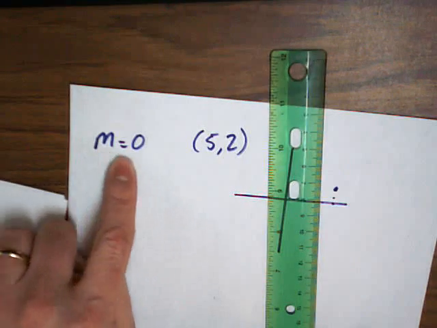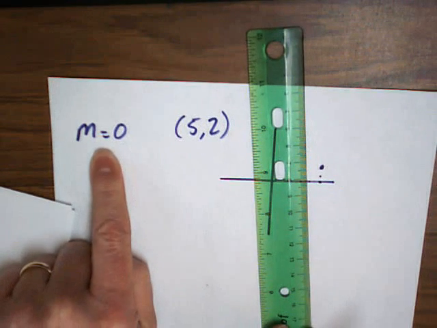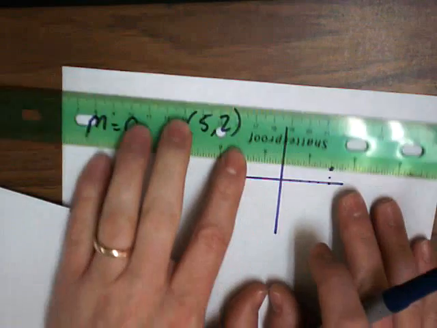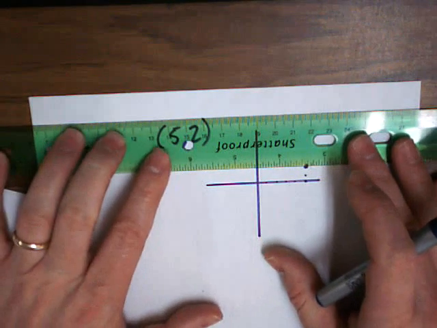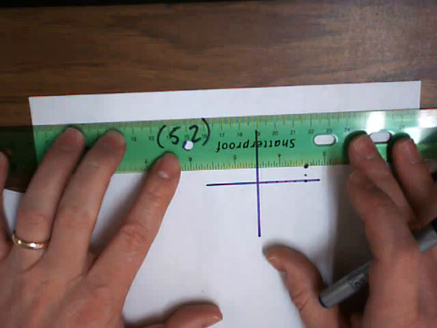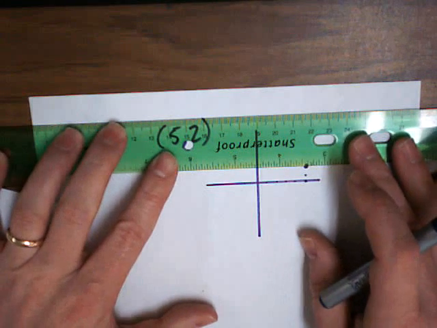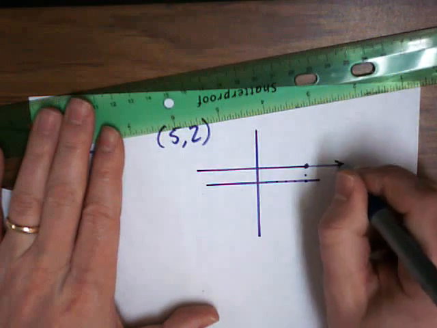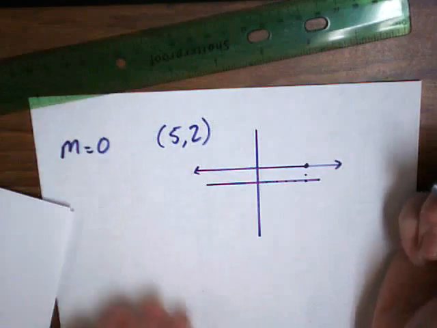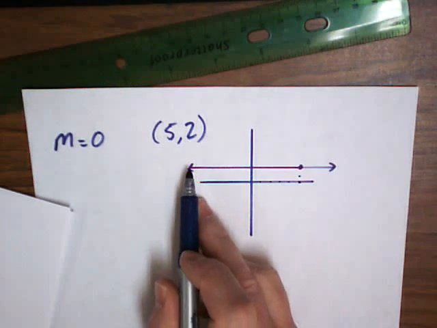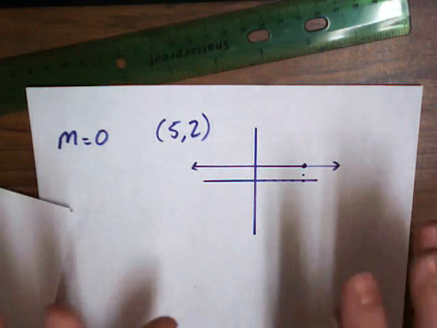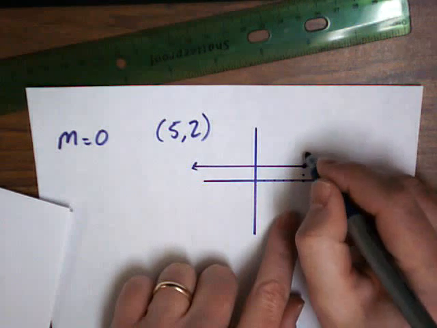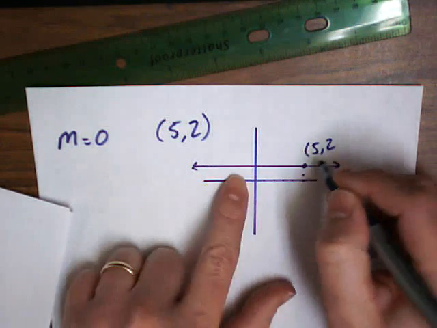Well, technically, I know the slope is 0. What kind of line is 0 slope? It's horizontal, isn't it? So without even doing any fancy equations, we know what the line looks like. If that's horizontal, it's completely flat. It's level. So if this is (5, 2) over here, what's this over here?